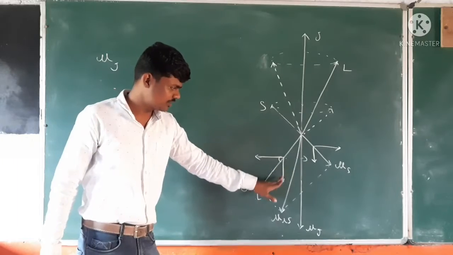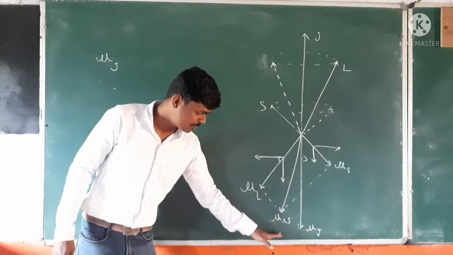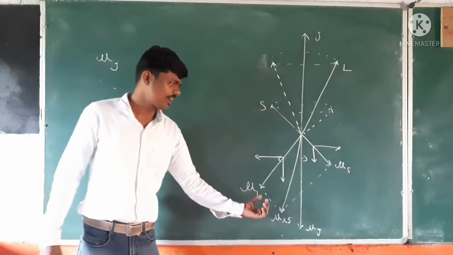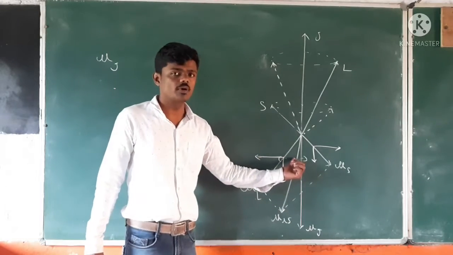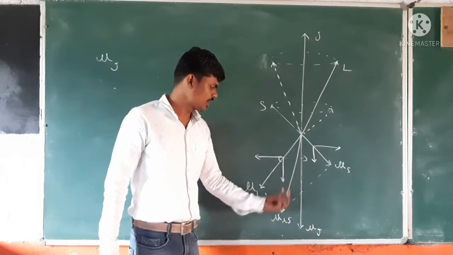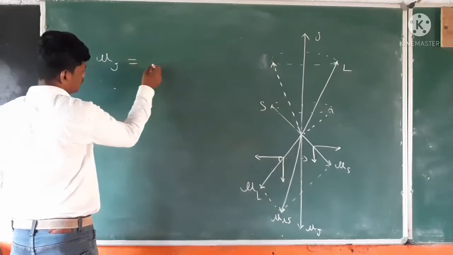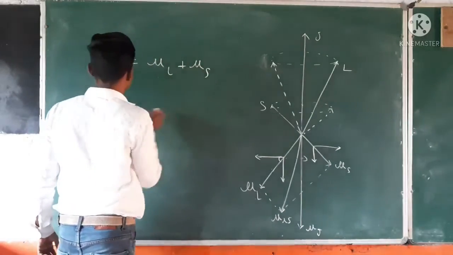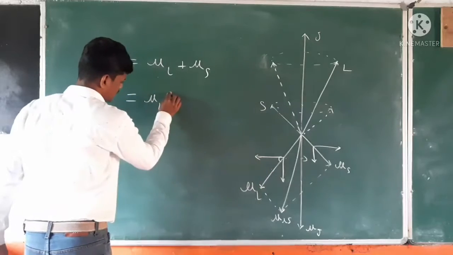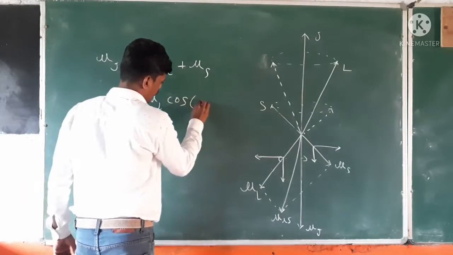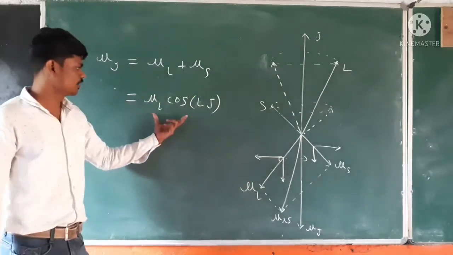Now we just have to consider this parallel component because it contributes to the total magnetic moment. Why? Because it is in the same direction as mu J. It is not changing its direction, so we just take this one. It is contributing, not this one, because it is cancelling with its counterpart. So what will be the value of the parallel component of mu L along mu J? We can calculate it like this: mu L and its contributing part, that is cos LJ. Is it right? So this component is nothing but this one.